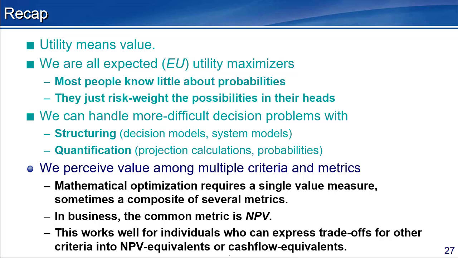Optimization requires some measure to optimize. Business decisions are easier when the single or paramount objective is to maximize shareholder value. The common metric is NPV. This can work well for individuals also, who can express value and trade-offs in terms of monetary equivalence. Our discussion continues, assuming that maximizing a monetary value equivalent is the objective.